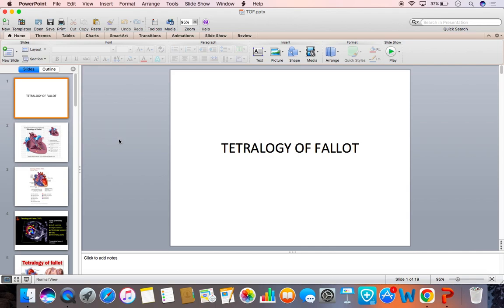You will see the large ventricular septal defect, and there is a right ventricular outflow obstruction in the form of pulmonary stenosis, and you will find the ventricular septal defect. 2D echo confirms the diagnosis, and we will go to the treatment.